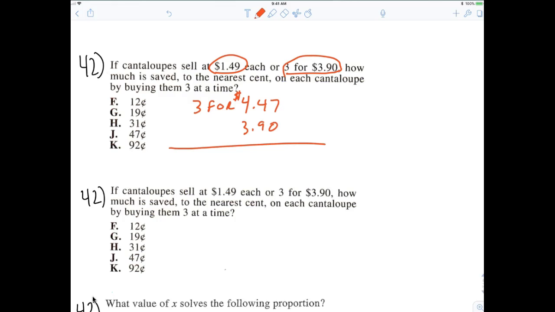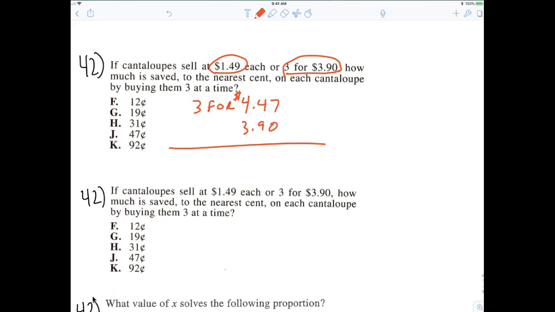How much was it for 3? I must have written that down wrong. It says 0.57. But 3 times $1.49, that's what my calculator says. What did it say? I'm just asking again. 4.47, and it was 3 for $3.90. How much is saved on each cantaloupe by buying them? Maybe you accidentally typed it.